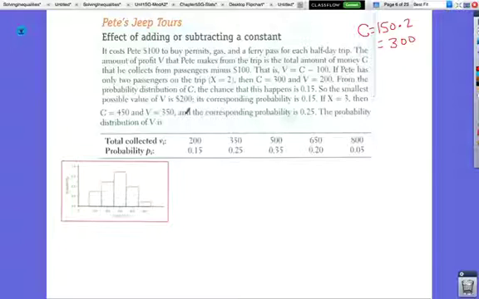If X equals 3, then the money collected is 450, and the profit would be 350, because we would have to say 450 minus 100, since the 100 represents his cost. The corresponding probability is 0.25. The probability distribution of the profit is below.